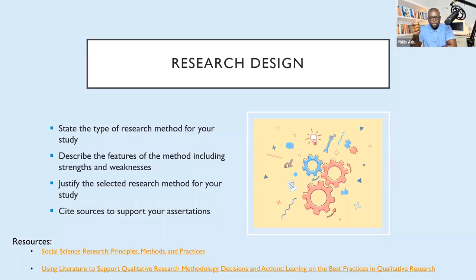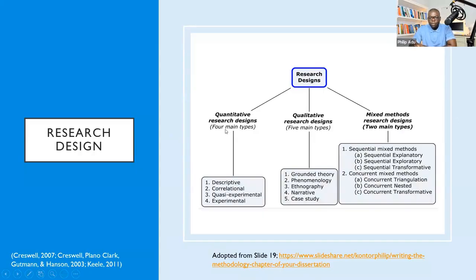You state your approach, you provide more information about it to help readers understand what the approach is all about. You provide the strengths and the weaknesses, and also provide a reason why you think this approach is appropriate for your study. And then you cite sources to defend assertions or the statements that you have made concerning the approach. In terms of research designs, we have three main types. We have qualitative, quantitative, and mixed method design.